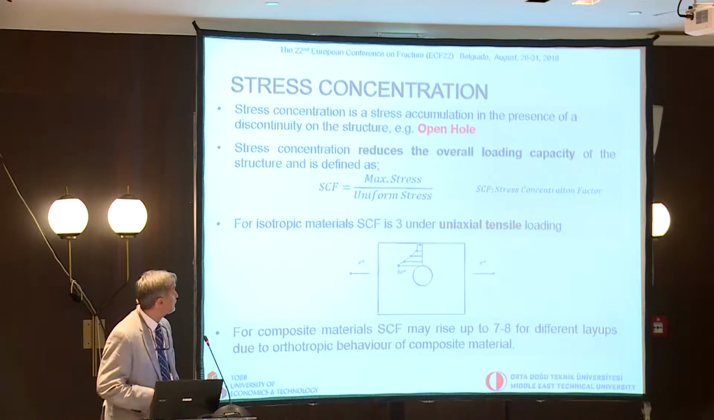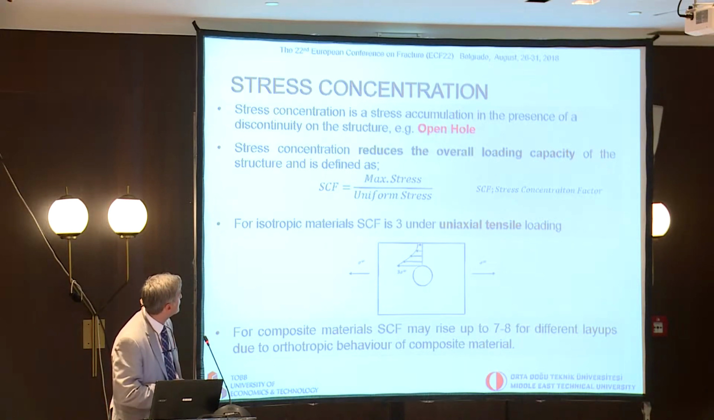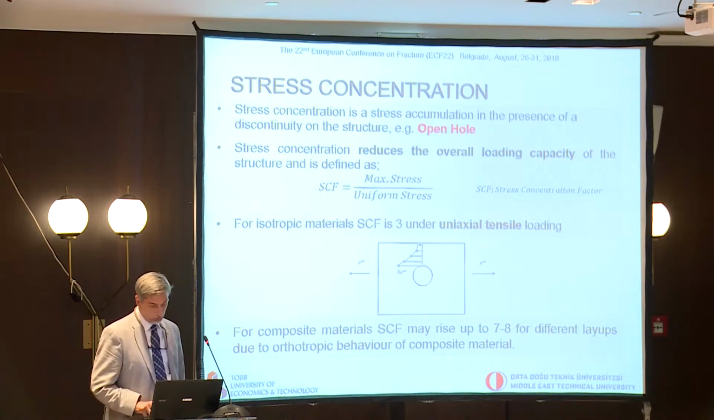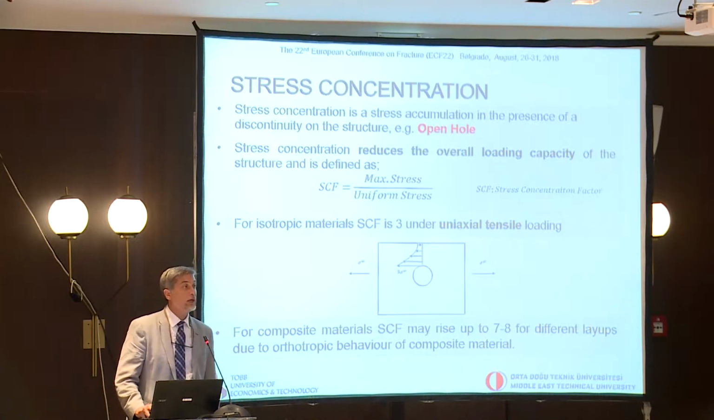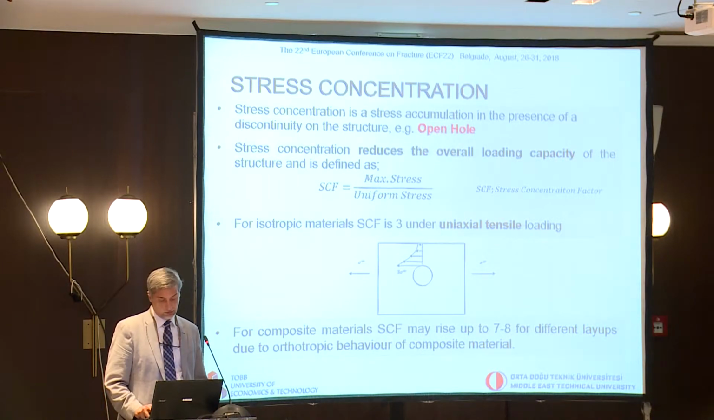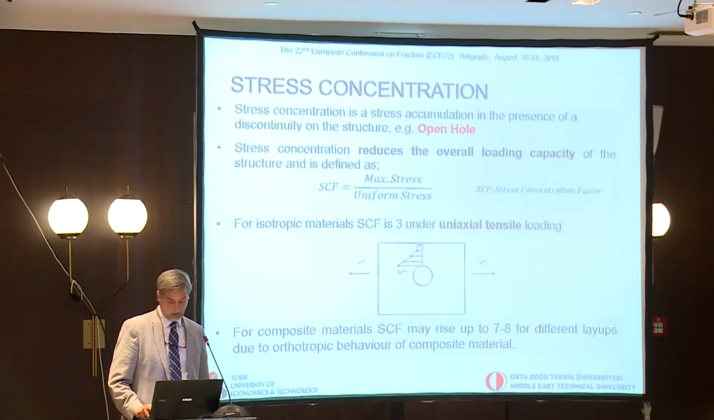We look at the stress concentration. The stress concentration factor is the maximum stress divided by the uniform stress, which reduces the overall loading capacity. For homogeneous materials, it's usually 3, but for composite materials, depending on the layup and size effect, the stress concentration factor changes. So this is basically the first study on looking at the stress concentration factor with size in composite materials.